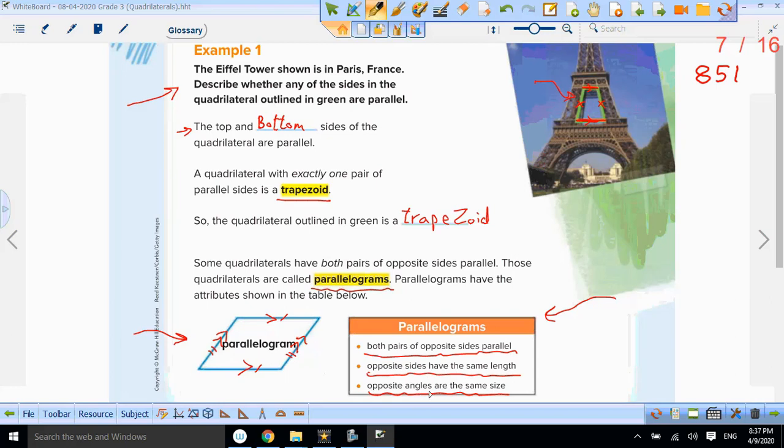Opposite angles are the same size. If you look at this angle and also this angle, you will find they have the same measure. So opposite angles are the same size. Also these two angles. This is for parallelogram.